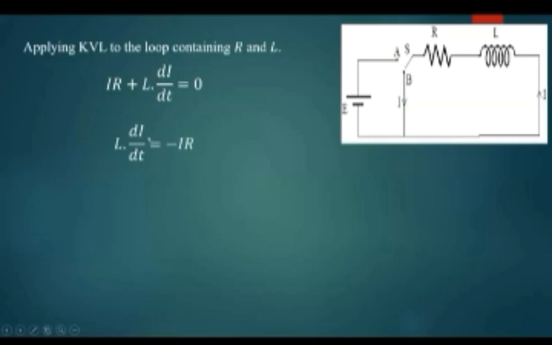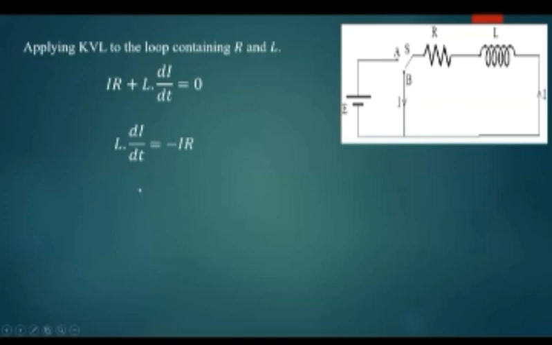Then rearrange: you take the terms containing I on one side and the other term on the other side. You will get di by I is equal to minus r by L into dt. I will take L to the other side, so you will get di by I is equal to minus r by L into dt. So, separation of variables is done.